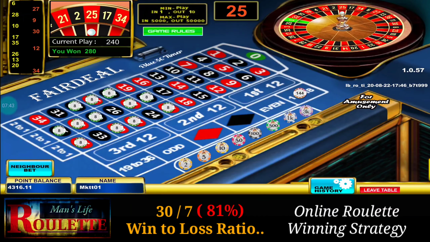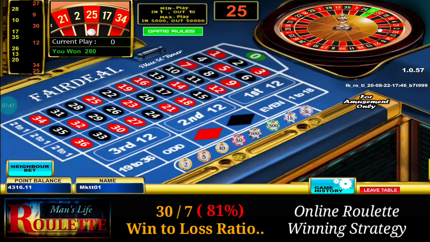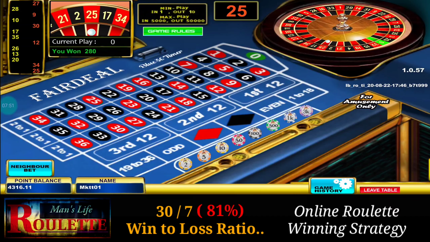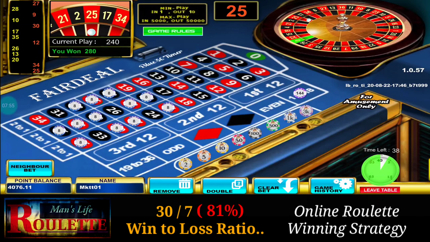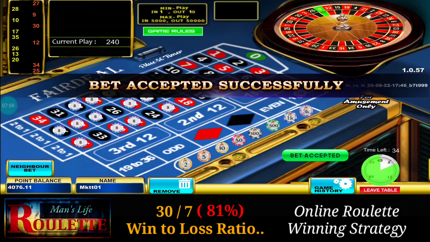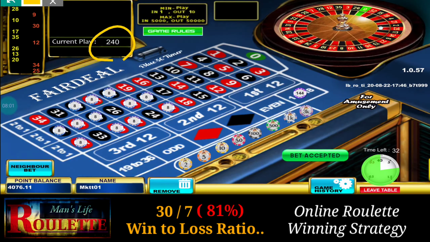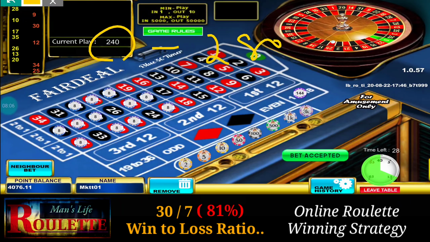Here's number 25. This number is a covered number, so it's a profit. So as I win here, what I need to do is just repeat the bets and play. Now you can see I have bet 240 units and my return is 280. So after every spin I am getting a profit of 40 units.